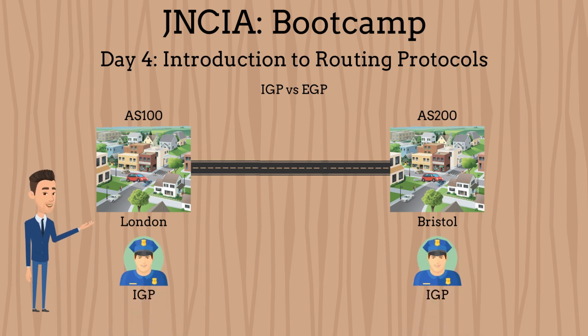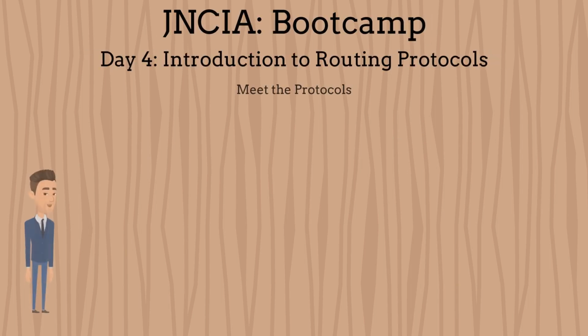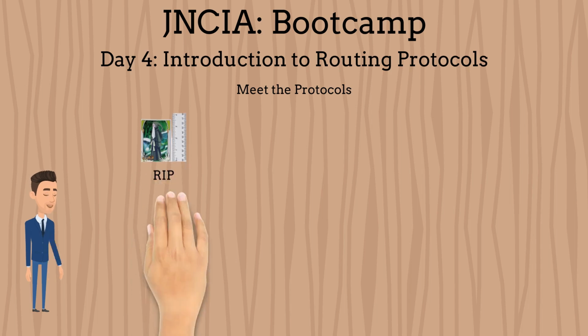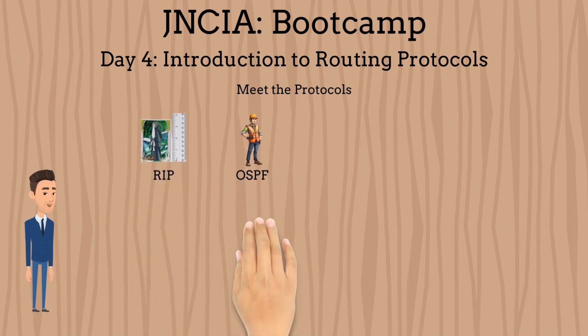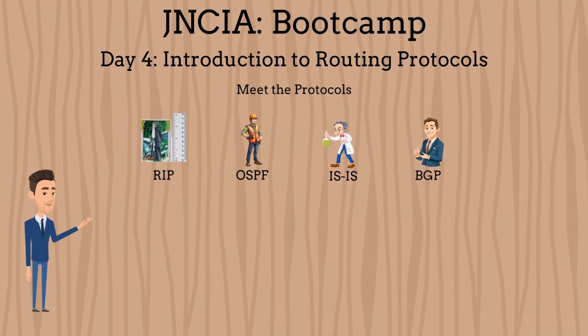Our IGP controls routing within networks. Our EBGP controls routing between networks or between ASs. Let's meet the protocols. We have RIP, we have OSPF, we have IS-IS, and we have BGP.